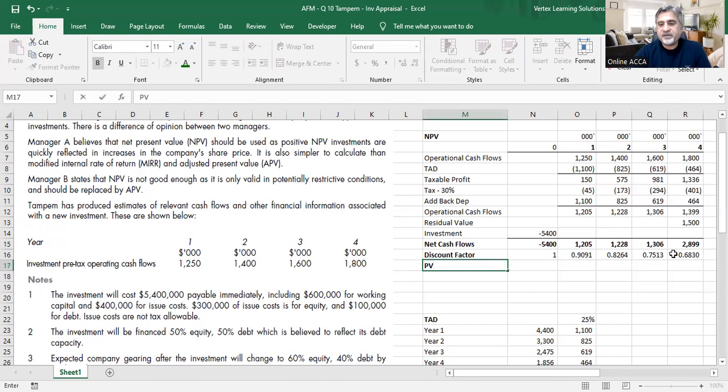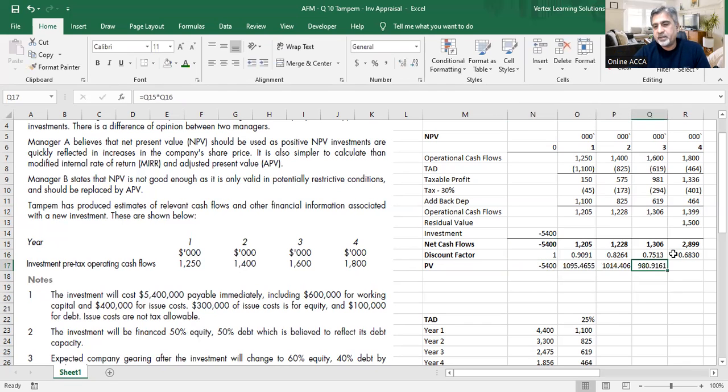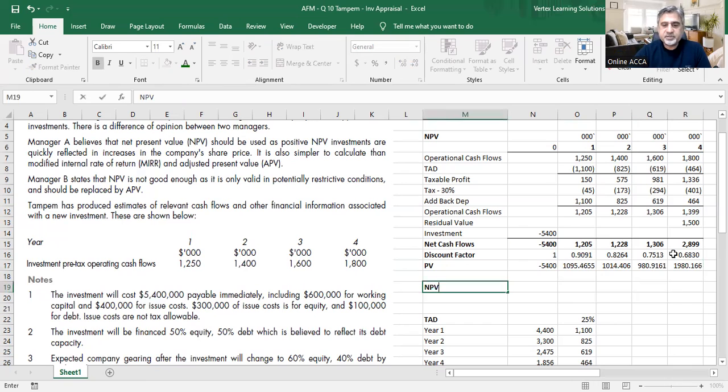So you've got present value. I just multiply this number with this thing, and then I copy paste the formula. And then I find out my NPV, which is the sum total of all of these numbers.